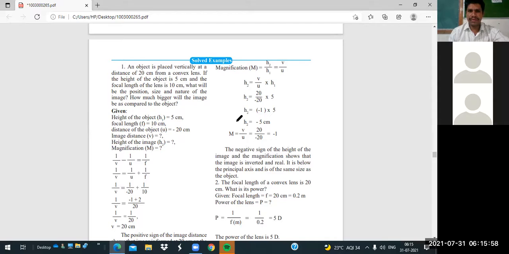Read the question once again. An object is placed vertically at a distance of 20 centimeter from a convex lens. Suppose this is your lens, and that object is kept vertically like this. 20 centimeter from a convex lens means the distance between the object and this convex lens is 20 centimeter. Then the height of the object is 5 centimeter.